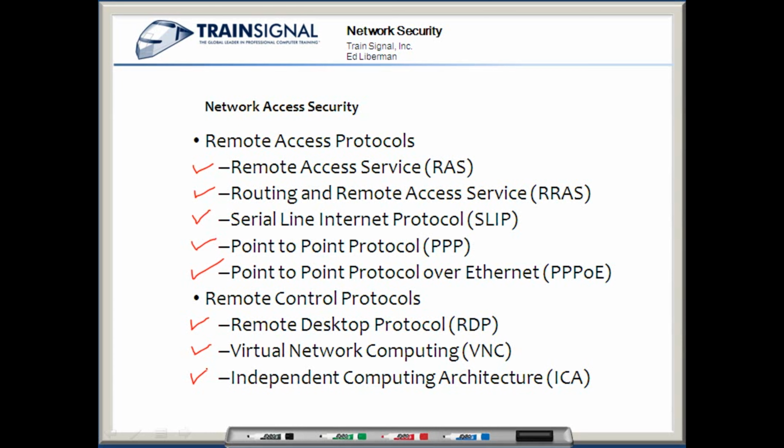Now, what does that mean? What's the difference between remote access and remote control? Well, when it comes to remote access, we're talking about having a user have a computer that's away from the internal network, but that computer can then access the internal network and access the resources on the internal network. Whereas remote control is where a remote user can, from a remote location, access an individual computer and take control over that computer's resources.